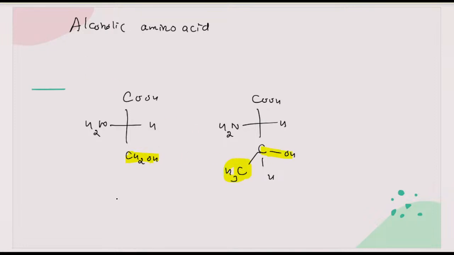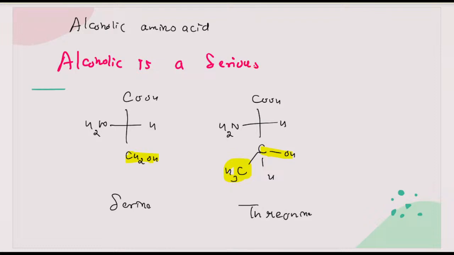And how about the naming? This is known as serine, important. And this is threonine. And how to remember this? You can remember it in this way: alcohol is a severe disease. Alcohol means alcoholic group, alcohol is a severe disease. Serious, you can say. Serious threat. Okay, I'm sorry, threat has to be there.